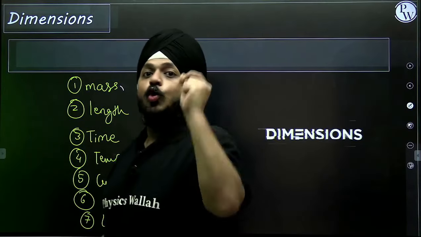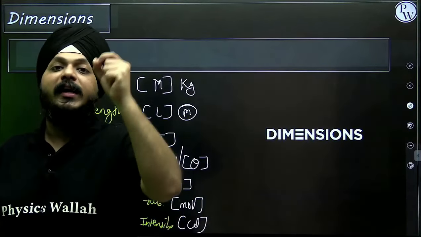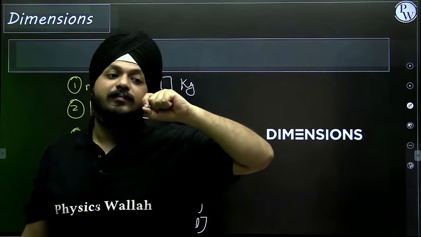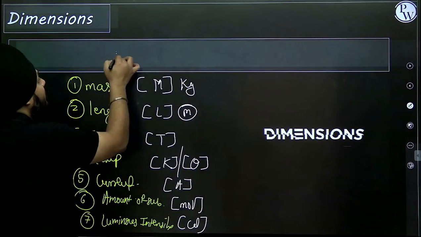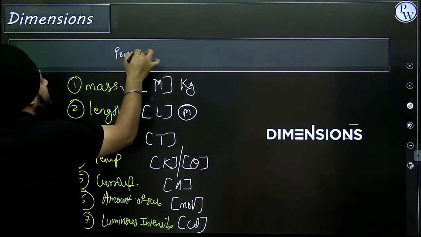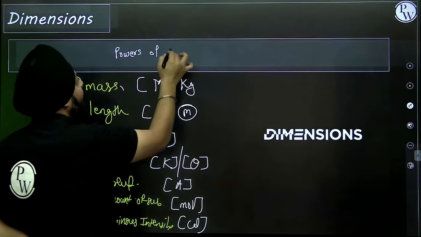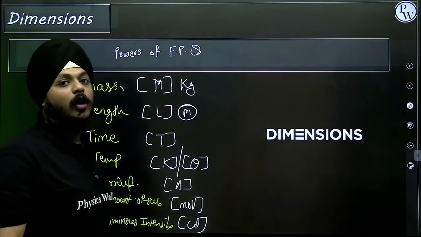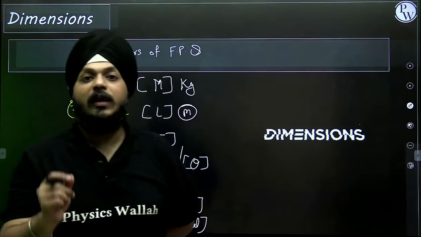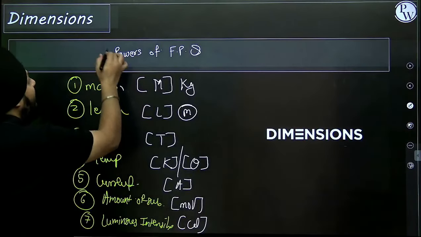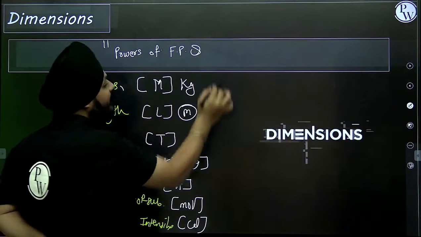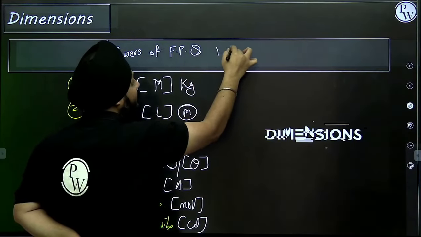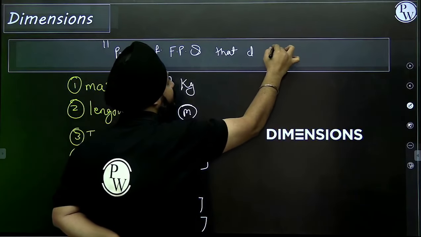The power to any physical quantity shows its dimensions. The powers of the fundamental physical quantities, FPQ, describe its dimensions.